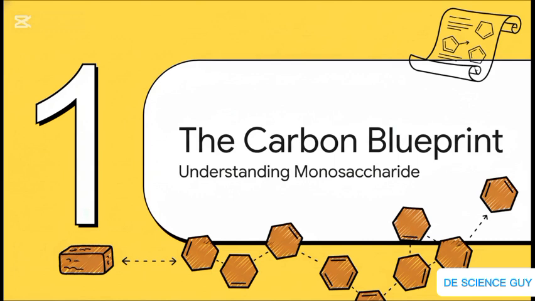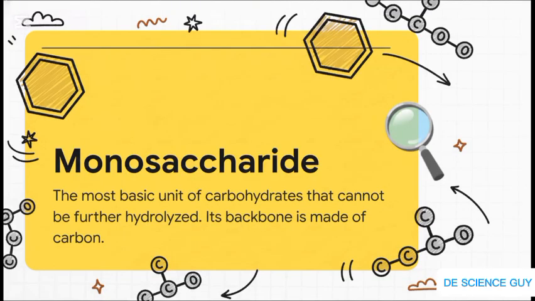Okay, so every great building starts with a single brick, right? Well, for carbohydrates, that single fundamental brick is the monosaccharide. So let's start there and get to know our most basic building block. A monosaccharide is pretty much what it sounds like, a single sugar. This is our simplest unit. You literally cannot break it down any further with water. And the most important thing to remember is that its entire frame, its skeleton, is built from a chain of carbon atoms. Everything else, all the complexity we're about to get into, stems from this simple carbon backbone.